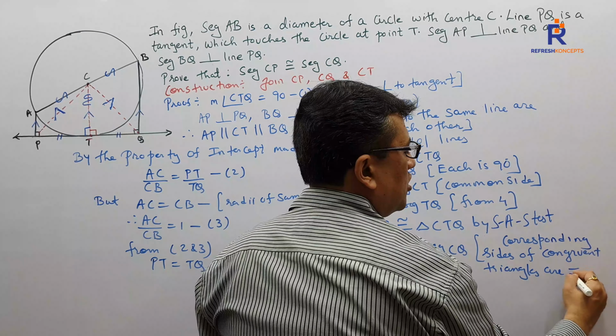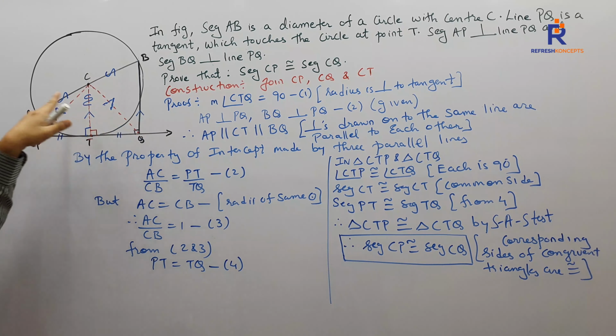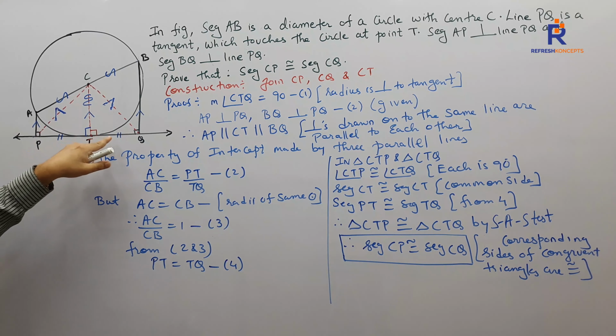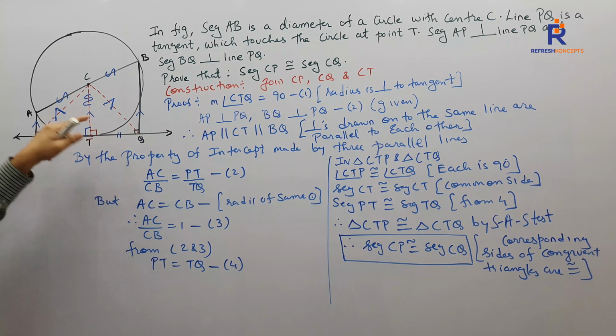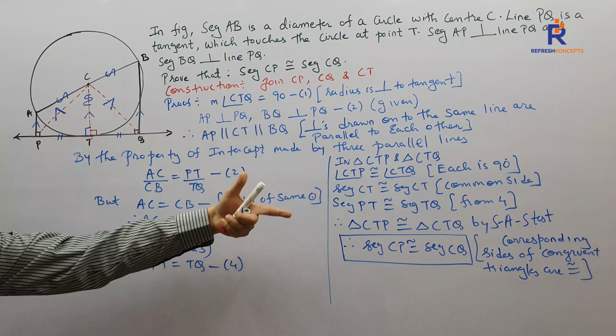Refresh it. What did we go for? Join CP, CQ, CT. 90, 90, 90, parallel to each other. Perpendiculars drawn onto the same line are parallel to each other. By the property of intercept made by 3 parallel lines, CA by CB is PT by TQ. But CA equals CB. Why? Radii of same circle. Therefore, PT equals TQ. Said and done. In triangle CTP, CTQ, common side, each is 90, just now proved, SAS. Therefore, under the title CSCT, the sum is done.